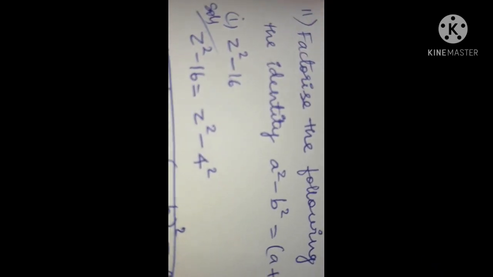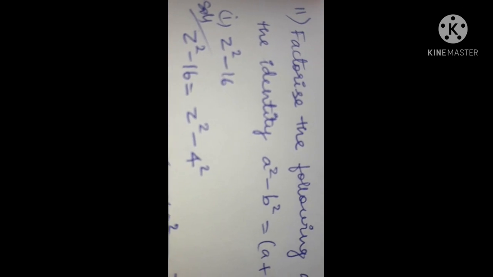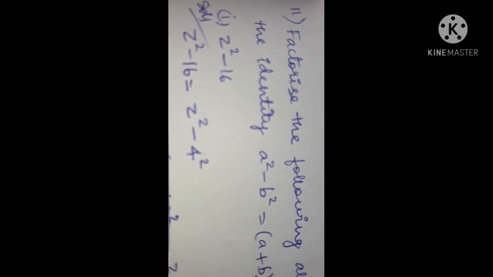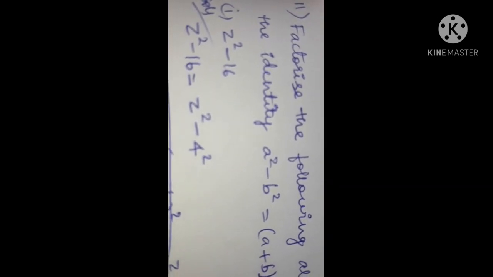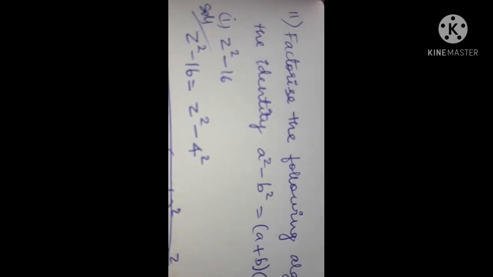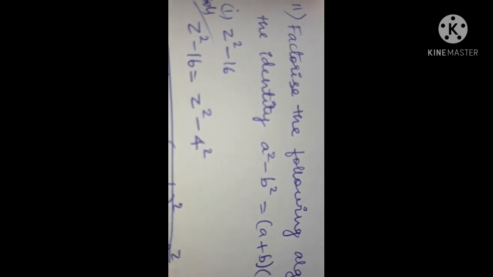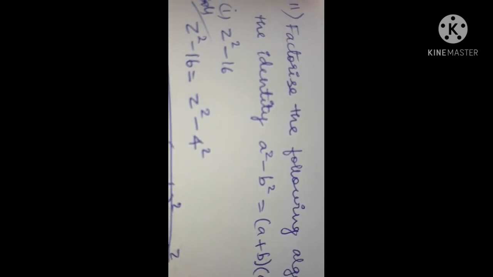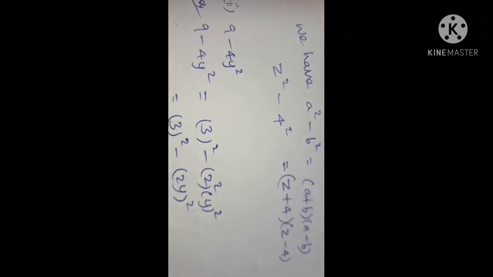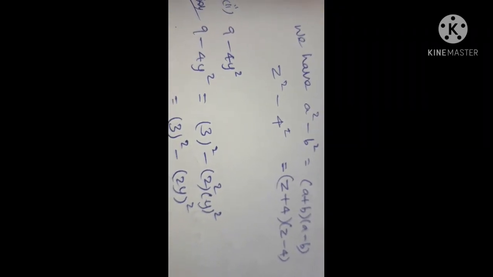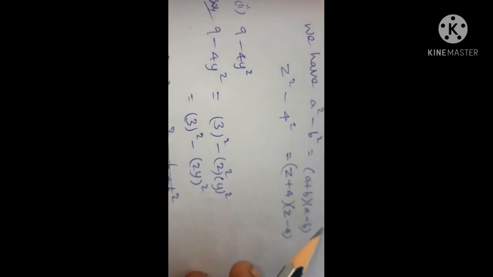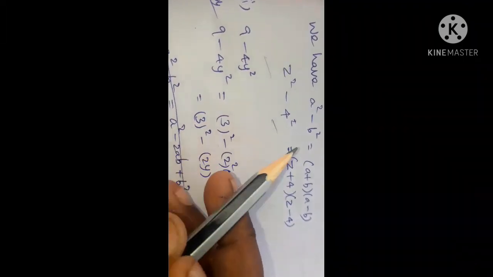Okay. Now the first one is z square minus 16. So 16 can be written as 4 square, right? So it is z square minus 4 square. We have brought it into a square minus b square format. Now we will substitute it in the formula. So we have the a square minus b square formula is (a plus b) into (a minus b). So we will substitute it, z square minus 4 square.